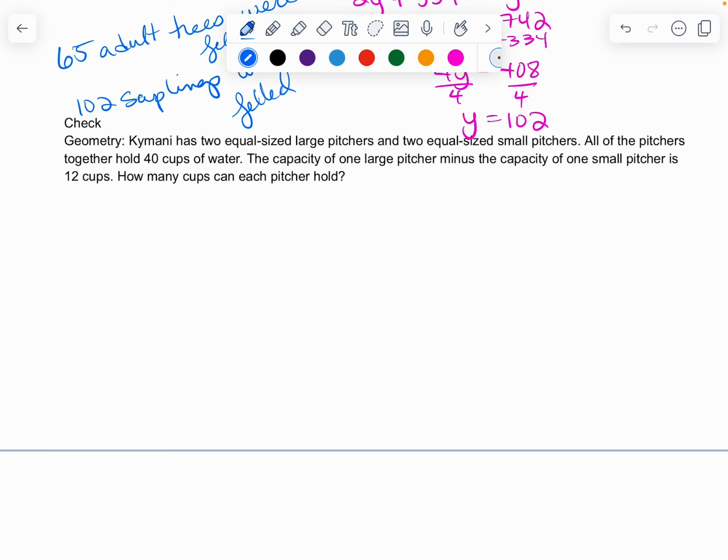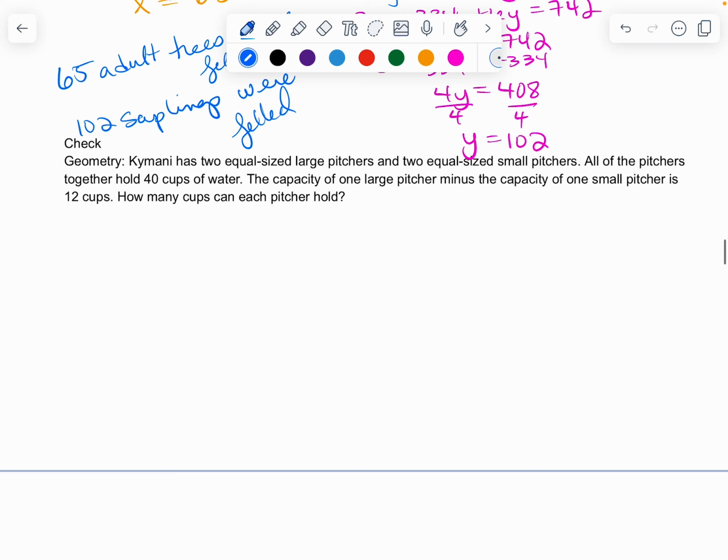I actually don't know how to pronounce this. Kimani has 2 equal-sized large pitchers and 2 equal-sized small pitchers. All of the pitchers together hold 40 cups of water. Okay, the capacity of one large pitcher minus the capacity of one small pitcher is 12 cups.